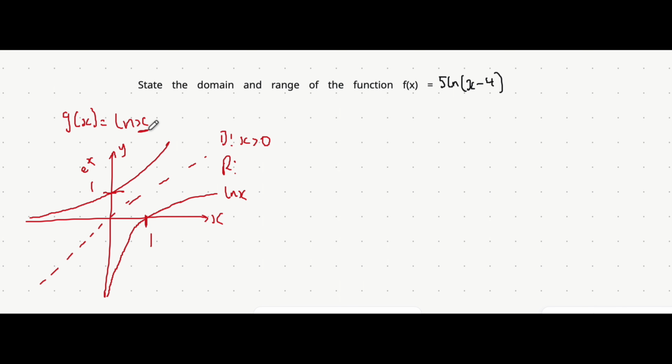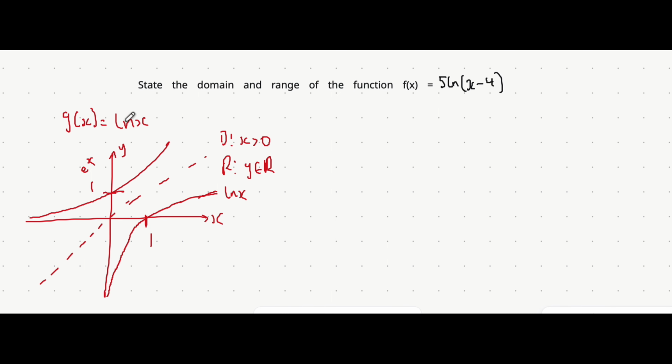It makes sense that x can't be 0 or negative because we know the inside of a logarithm can't be 0 or negative. Now the range, it gets more and more negative the closer you get to 0, and it just keeps increasing. I've sort of drawn it as if it plateaus, but it doesn't. It just keeps increasing to infinity. So we say y is in the set of real numbers.